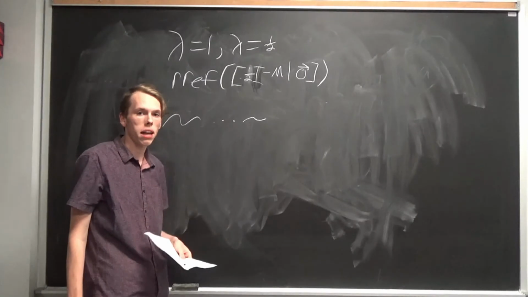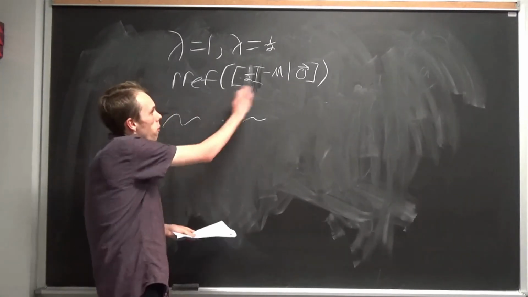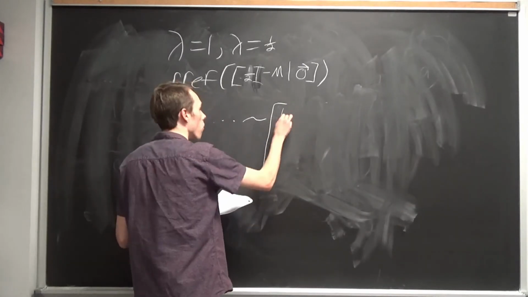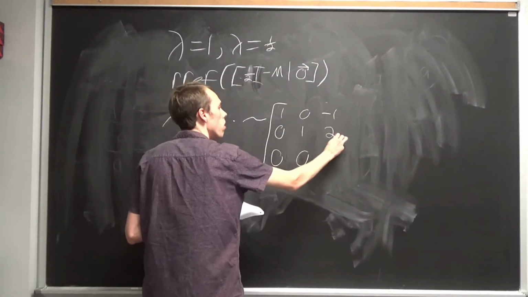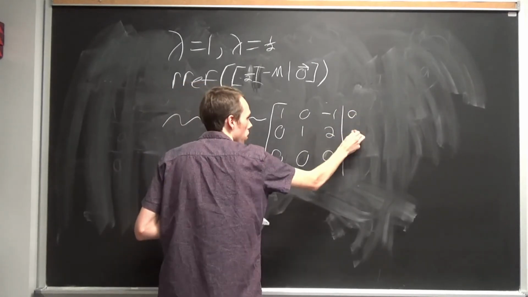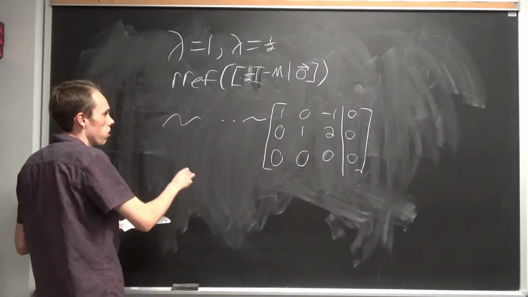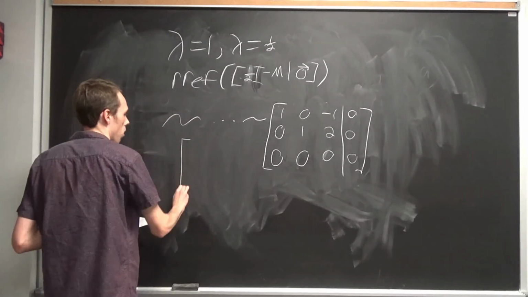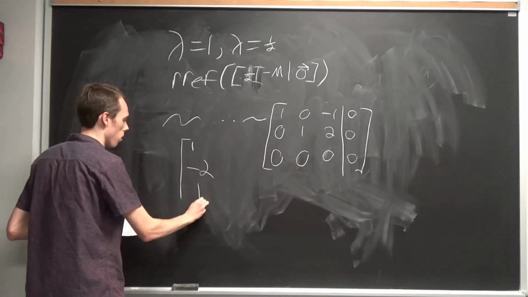You can find the eigenvectors for lambda equals 1/2 in the same way. When you row reduce this, you get 1, 0, 0, 0, 1, 0, negative 1, 2, 0, augmented with the 0 vector. And this gives us the eigenvector 1, negative 2, 1.